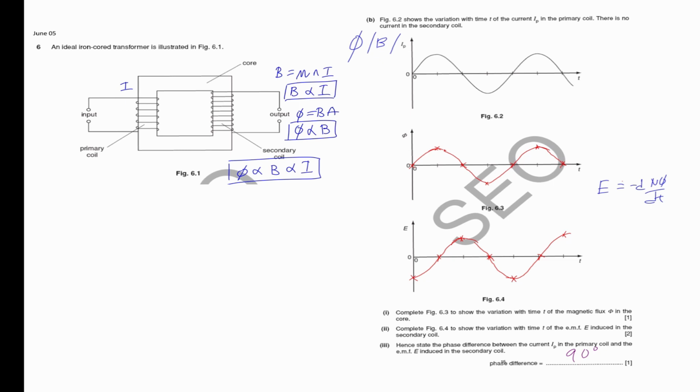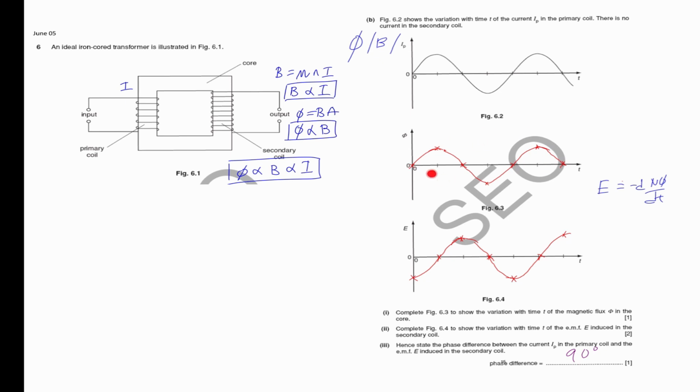Okay, next part. Draw the variation with time t of the induced EMF in the secondary coil. So what about the secondary coil here? How will you draw its induced EMF? Remember the combination of Faraday and Lenz's law, which is this. I mentioned to you that the value of the induced EMF will be equal to the negative of the gradient of the flux versus time graph, because you can take out the N here. So the gradient of the flux versus time graph, with the negative, becomes the value of the induced EMF.